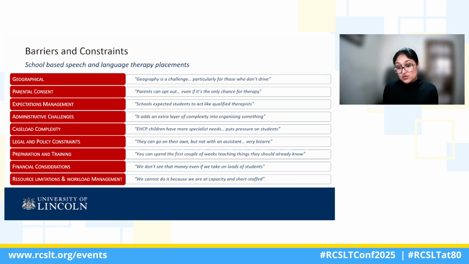Expectations of the students was another recurring theme. So schools sometimes expected students to function like qualified speech and language therapists. So our findings did highlight the need to clearly explain, particularly to the schools, what students can do, why they're here, what their learning outcomes are, and what the role of the supervisor then is.